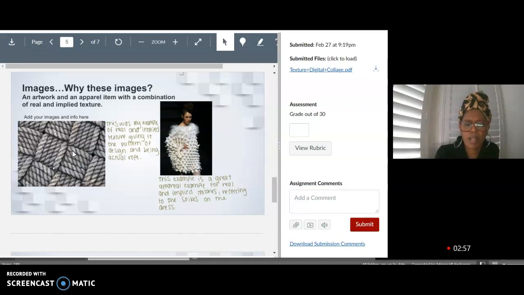So right, there is real and implied, and we have an idea of what it would feel like too, right? When we talk about texture, we talked about it being a tactile experience, right? So what it would feel like.